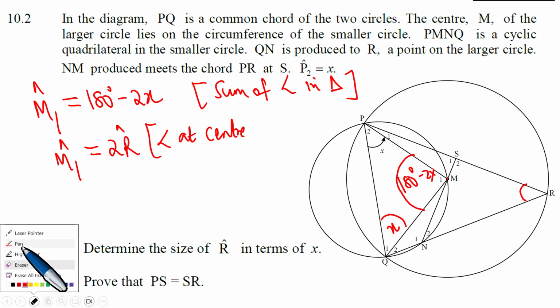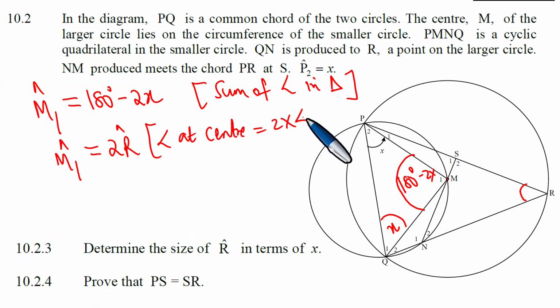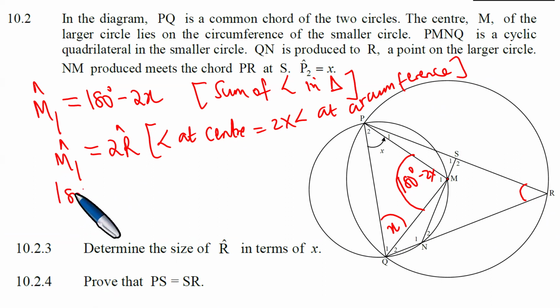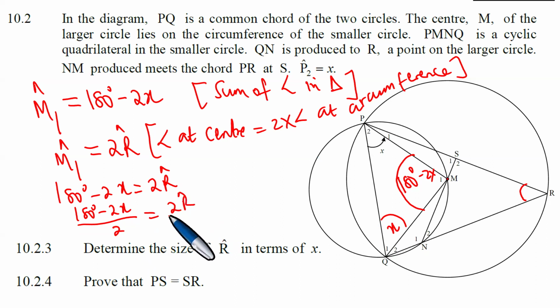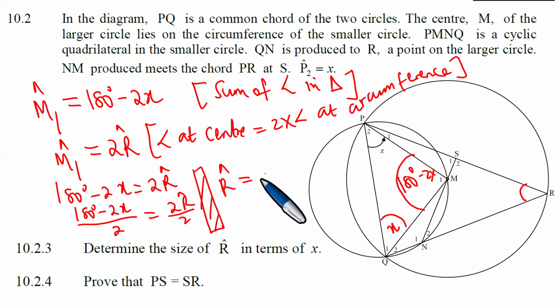Angle at center equals 2 times angle at circumference. So the angle M1, we already know, is 180 degrees minus 2x, which is equal to 2 times angle R by substitution. We want to determine the size of the angle R in terms of x, meaning we can divide both the left and right by 2. We have 180 degrees minus 2x divided by 2, and 2 times angle R also divided by 2. Upon careful inspection, the size of the angle R is 90 degrees minus x. So the angle R in terms of x is 90 degrees minus x.